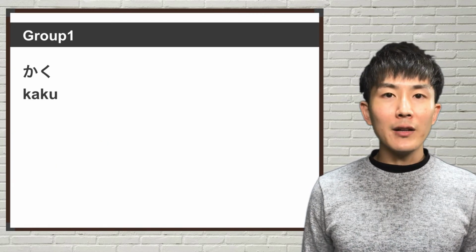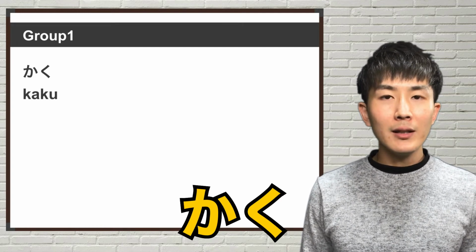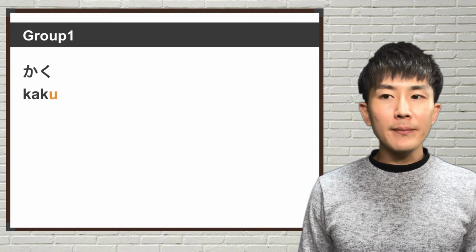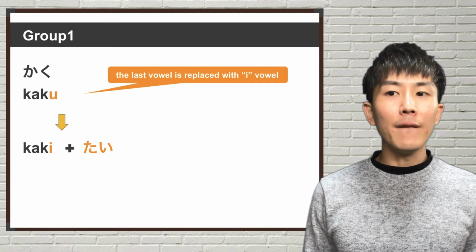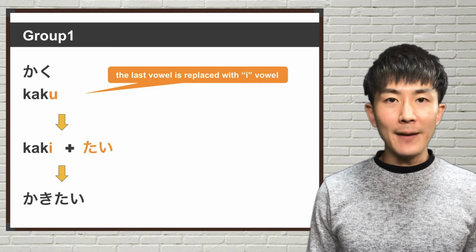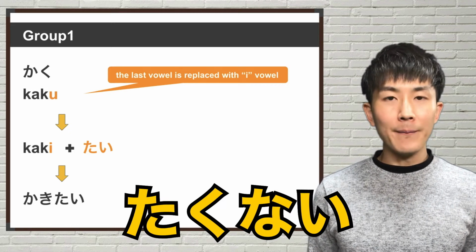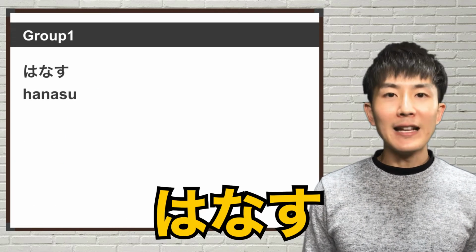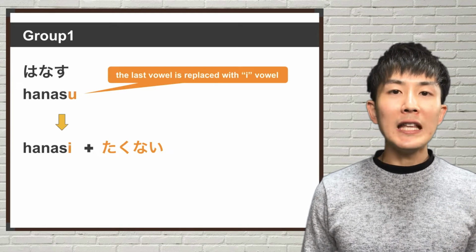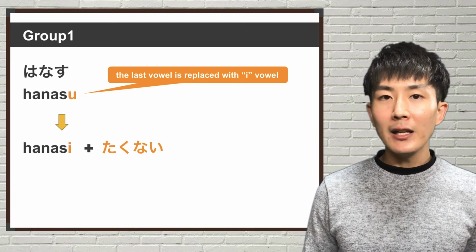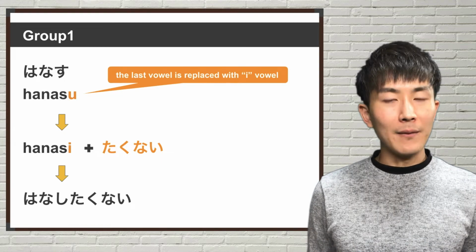Okay, let's take a look at another word. Kaku, which means write. The last vowel is u. Then you need to change the vowel to I vowel and attach tai to the verb. Kakitai. I want to write. The negative form is here: takunai. For example, hanasu, which means speak. Then you need to change the last vowel to I vowel and attach takunai to the verb like this. Hanashitakunai. I don't want to speak.